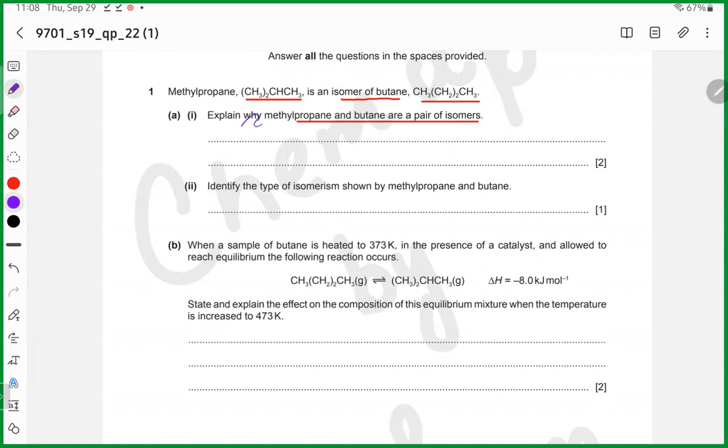So the answer is just simple, as a definition: same molecular formula but different structural formula, right?